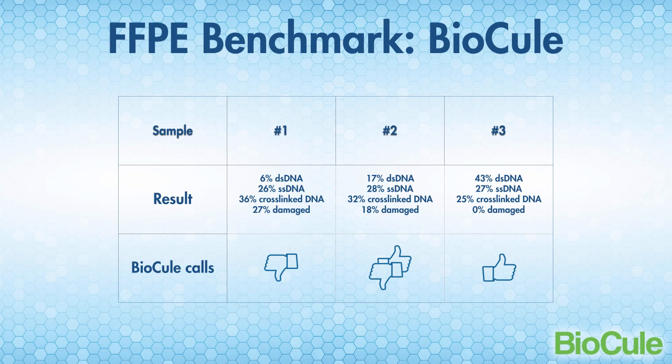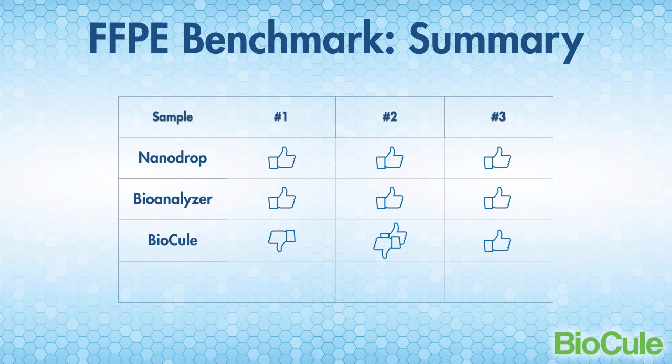The third sample looks substantially better, with over 40% of the DNA in the double-stranded state. For an FFPE sample, this level of double-stranded DNA and fragmentation would get a passing quality grade from the BioCule platform. Here we have a summary of how the three QC platforms assess the quality of the samples.